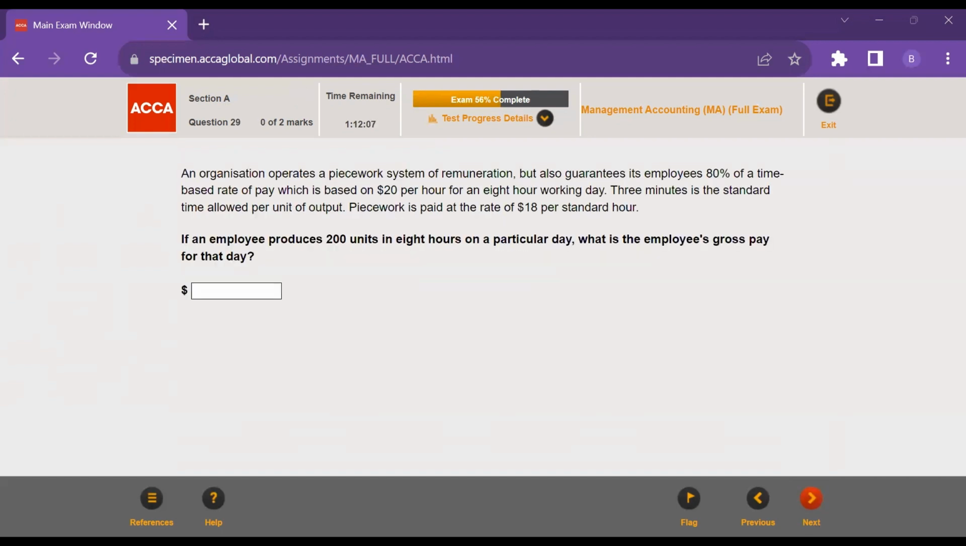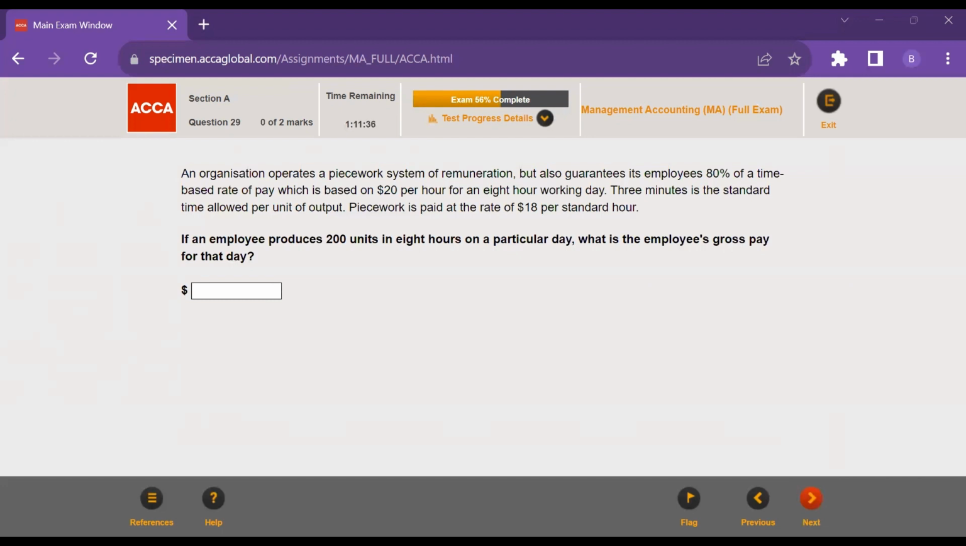Moving on, an organization operates a piecework system of remuneration, but also guarantees its employees 80% of a time-based rate of pay, which is based on $20 per hour for an 8-hour working day. 3 minutes is the standard time allowed per unit of output. Piecework is paid at the rate of $18 per standard hour. So, what we have to work out is, if an employee produces 200 units in 8 hours on a particular day, what is the employee's gross pay for that day?